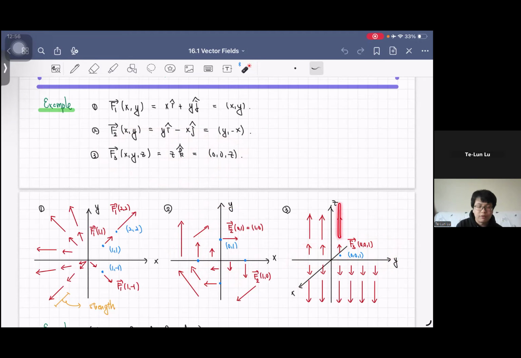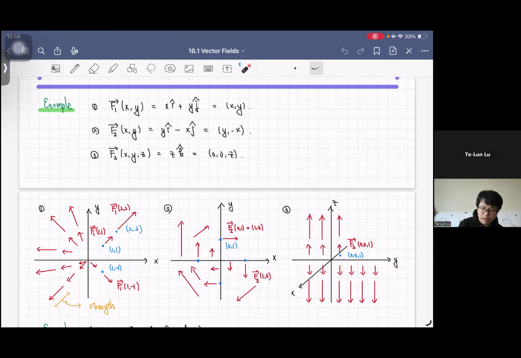And when you are far away from the origin, actually the xy plane, then the strength of the vector field becomes stronger because z is going larger. And when you're below the xy plane, then z is negative, meaning that the vector field is pointing downwards. So this will be the full diagram of that vector field.